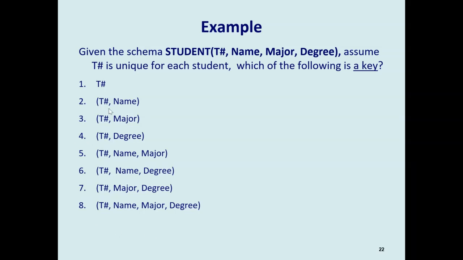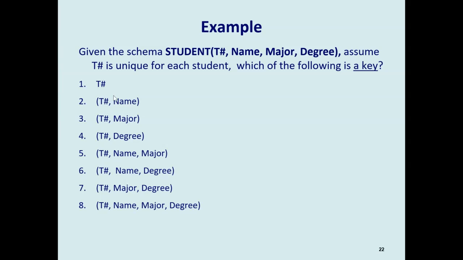Let's see how about option number 2, T number and name. Name can be the same. So it satisfies uniqueness, right? Does it satisfy minimality? Minimal means that if we remove one attribute, the remaining is still a key. So name is considered extra. That means option number 2 is not a key. It's a super key, but it's not a key because a key must satisfy the minimality property.